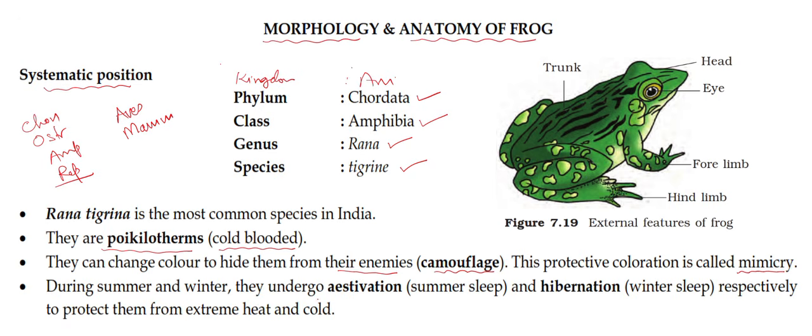During summer and winter, they undergo estivation and hibernation. Question might form like, estivation means what? So estivation means summer sleep, whereas hibernation means winter sleep. To avoid the extreme temperature, they themselves undergo a dormant condition. So to protect themselves from extreme heat, that is estivation, and extreme cold, hibernation. This is regarding morphology. Now, let me see the next step.